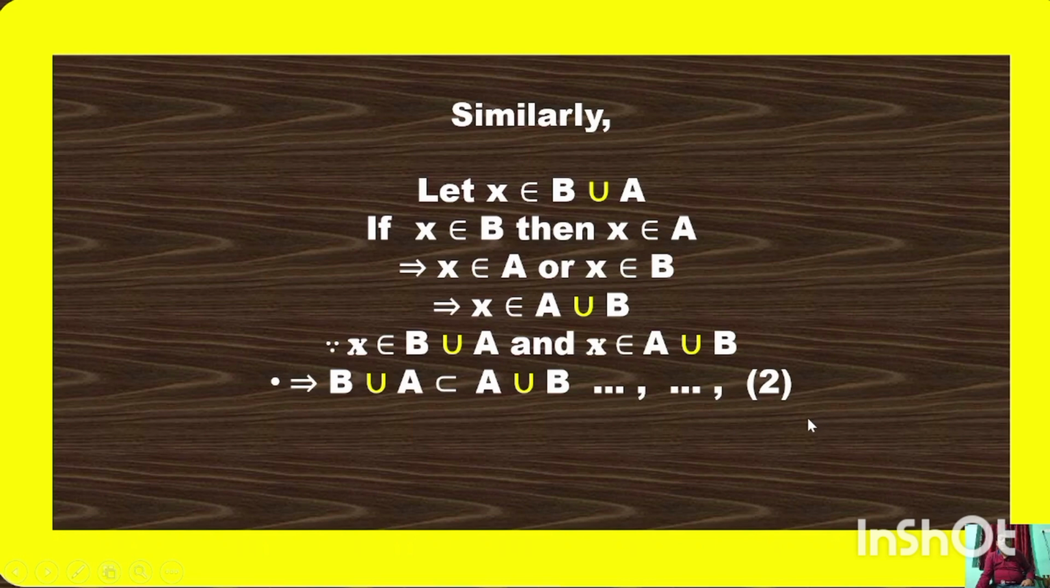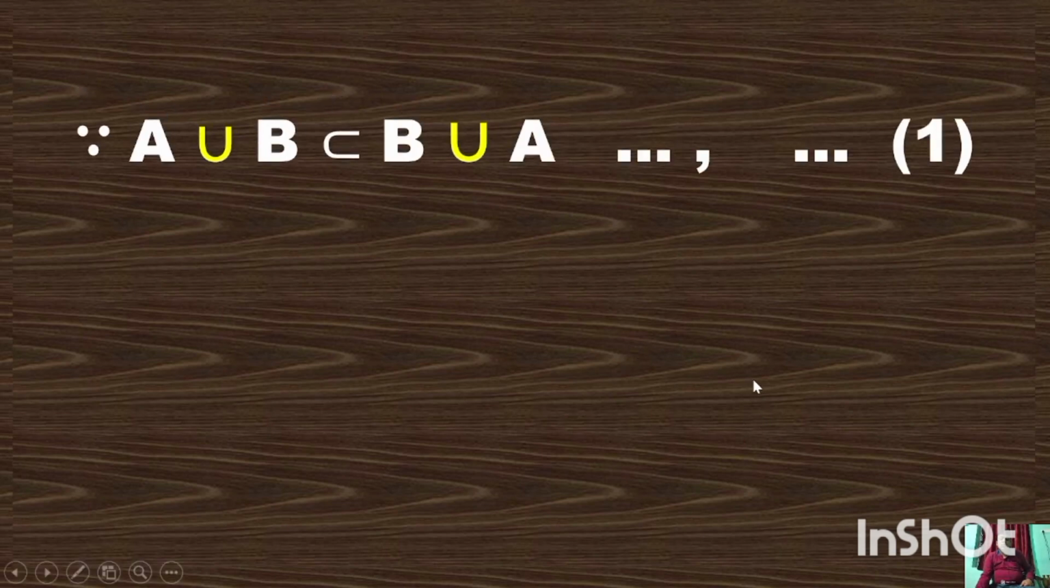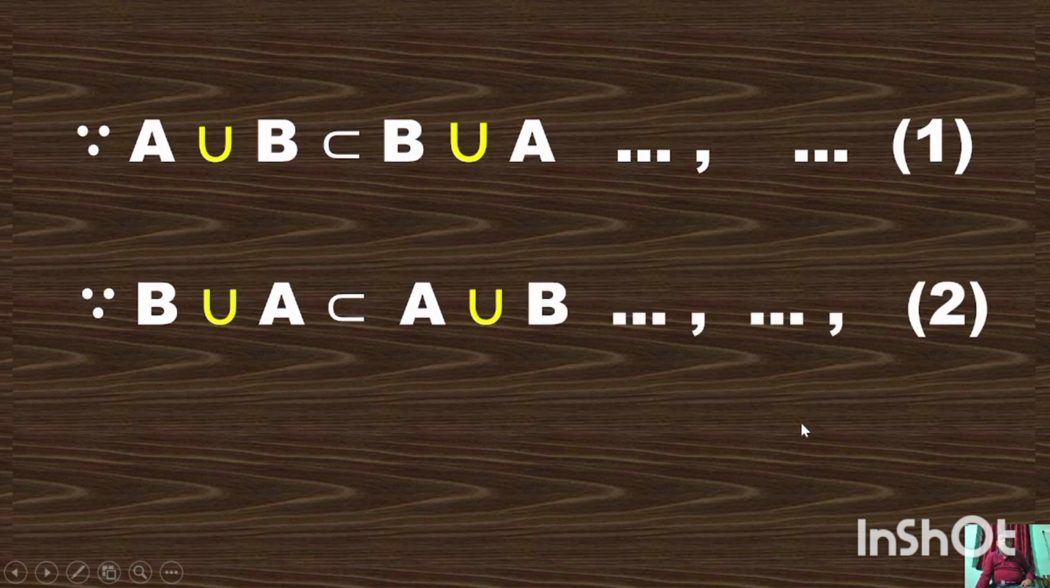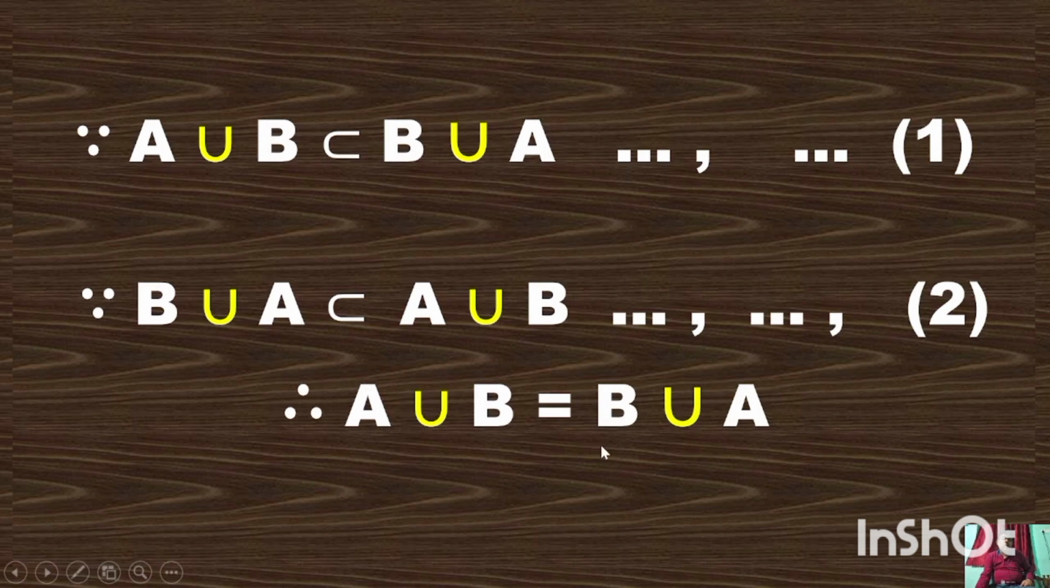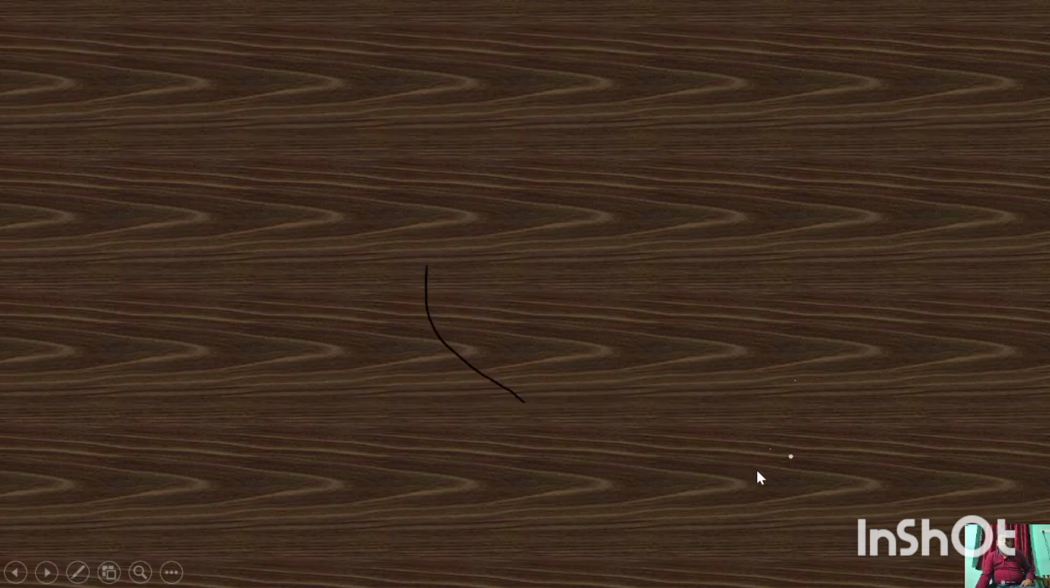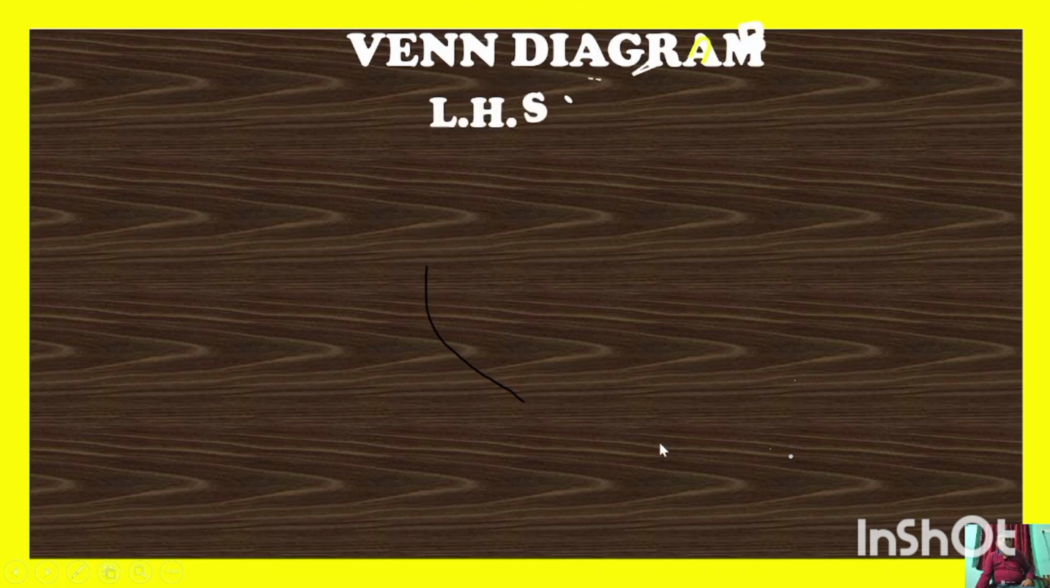Understand? So from both the cases, we clearly see that A union B is a subset of B union A, point 1. Again, B union A is a subset of A union B, point 2. So from both the cases, it is clearly understood that A union B is equal to B union A. It means using the property method, it is also proved that set union obeys the commutative law. Understand? And also we can use the Venn diagram to prove this.